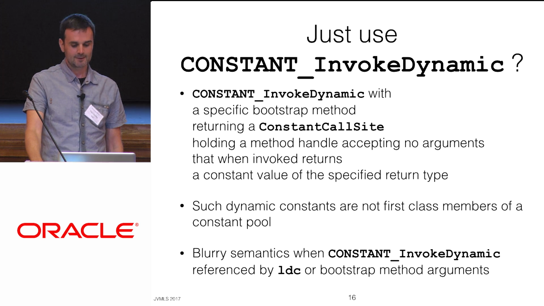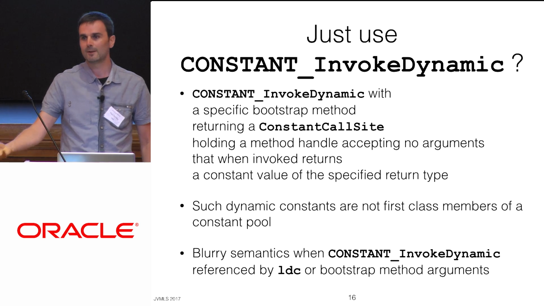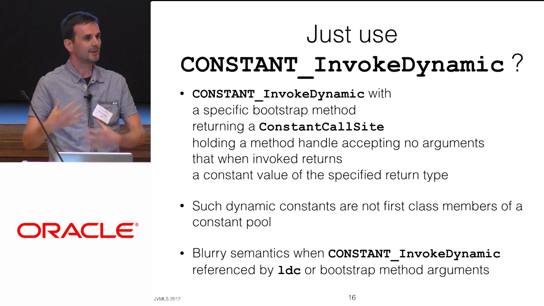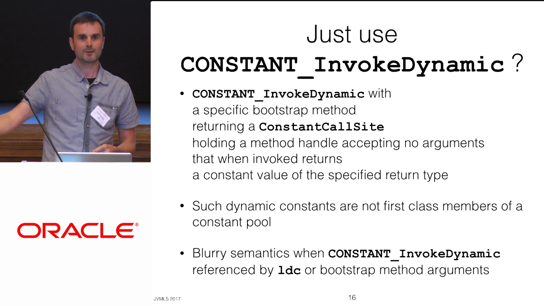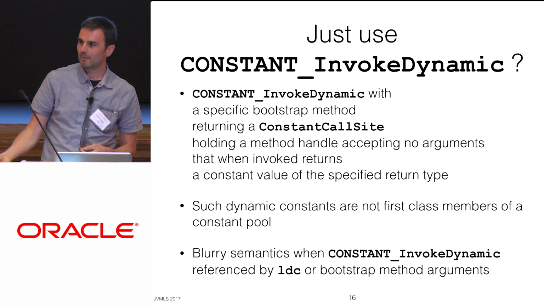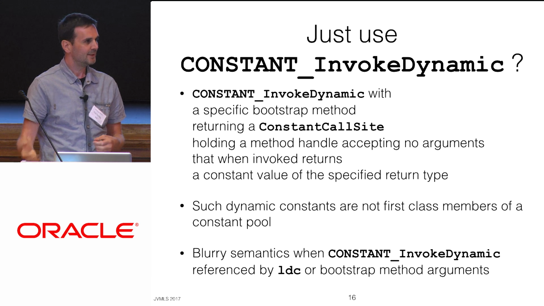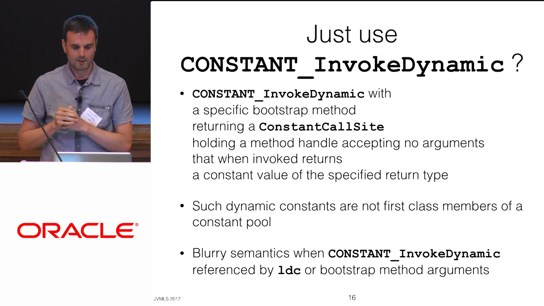It sort of suggests there's a smell there. They're not really first-class members of the constant pool. You can roll this yourself, and there's a blurry semantics here. Should LDC reference the constant InvokeDynamic? Can Bootstrap method arguments do it? It's kind of smelly. We need to up-level this and make it a more fundamental concept.